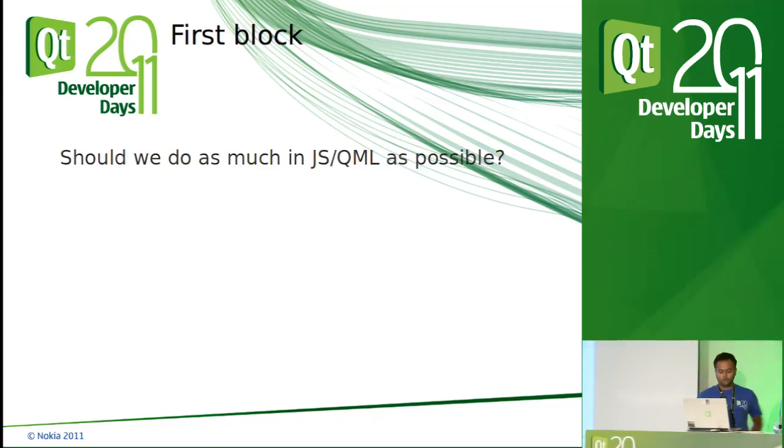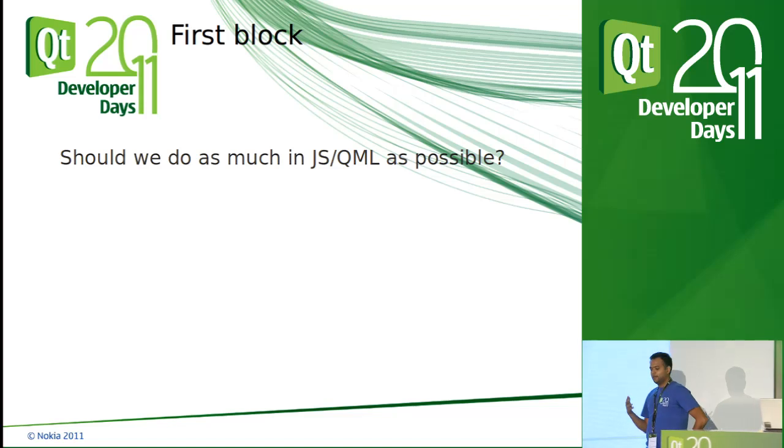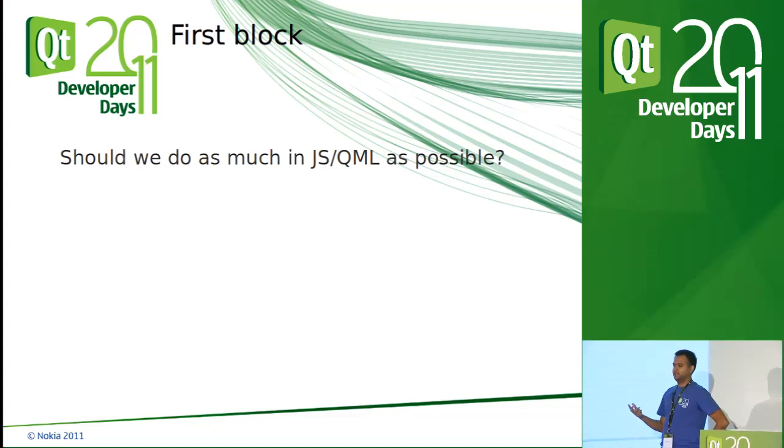But what I want to talk about now is how do we decide the split? What goes into C++? What goes into QML? When we initially started the Qt Media Hub project, we were learning QML and JavaScript for the first time, and we were putting as much as possible into QML. All the business logic, as much as possible, we would just put on the JavaScript side.